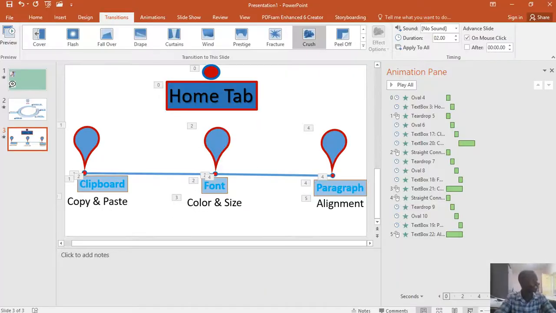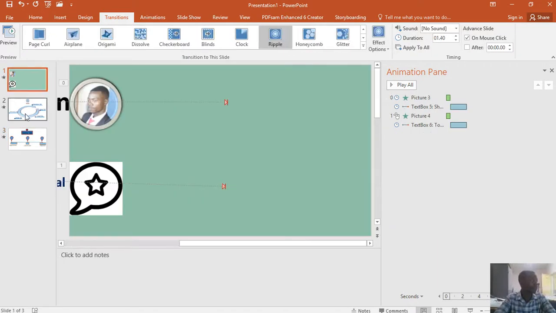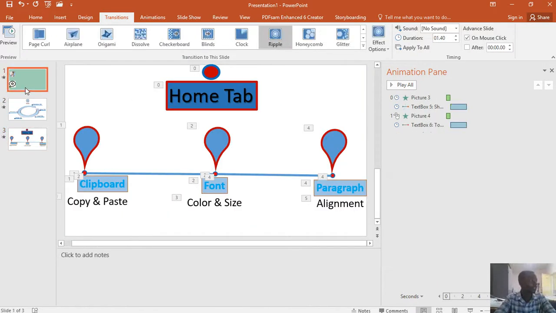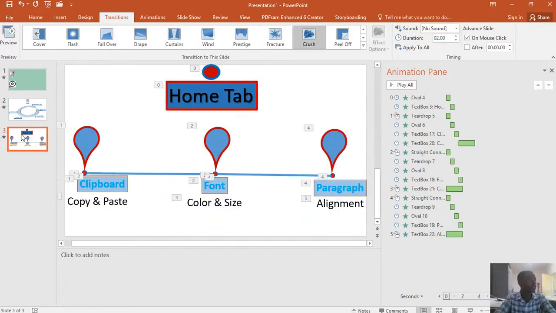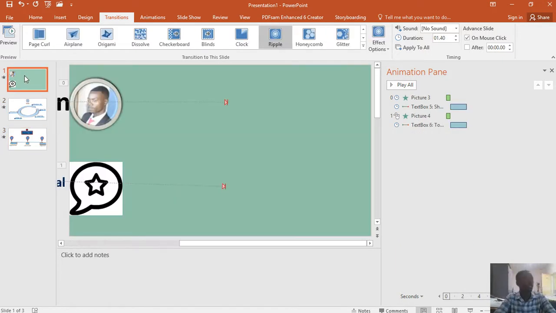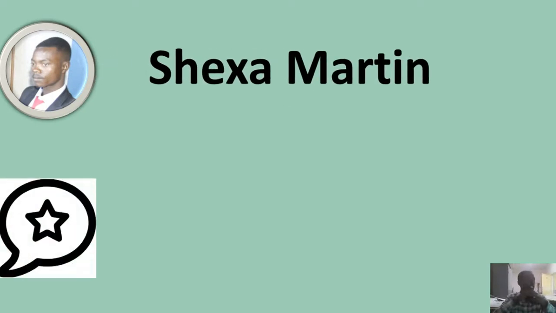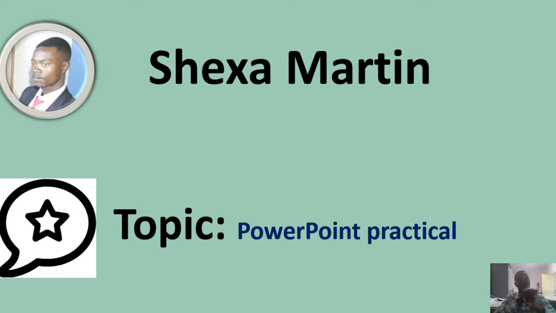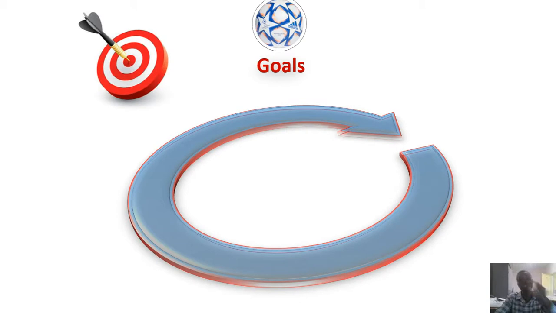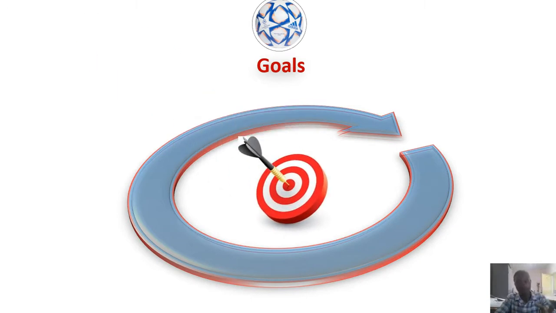Right. So if I'm the one to present this slide, to say these are the 3 points that we have, these are the 3 slides that we have, what I can do is say here, my time has come. I'm now presenting to my audience. I will run it and say, good morning, ladies and gentlemen. My name is Shexa Martin, and I am here to present about PowerPoint, and we're going to cover this topic practically. Here are the main objectives to be covered in this presentation.